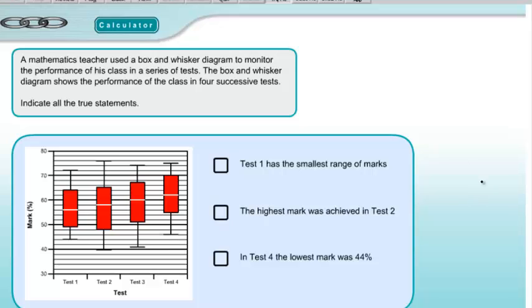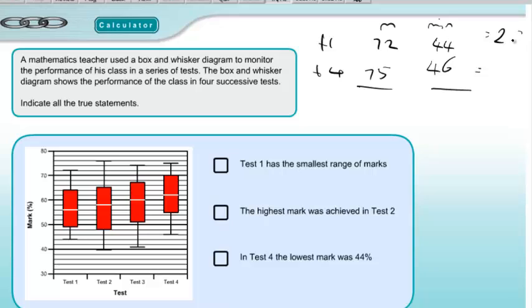So for test 1, the maximum was 72, and the minimum was 44. And for test 4, the maximum was 75. And the minimum was 46. So the differences between those two are 28 and 29. So test 1 has a slightly smaller range. So we didn't have to work these ones out manually. We can use the calculator.